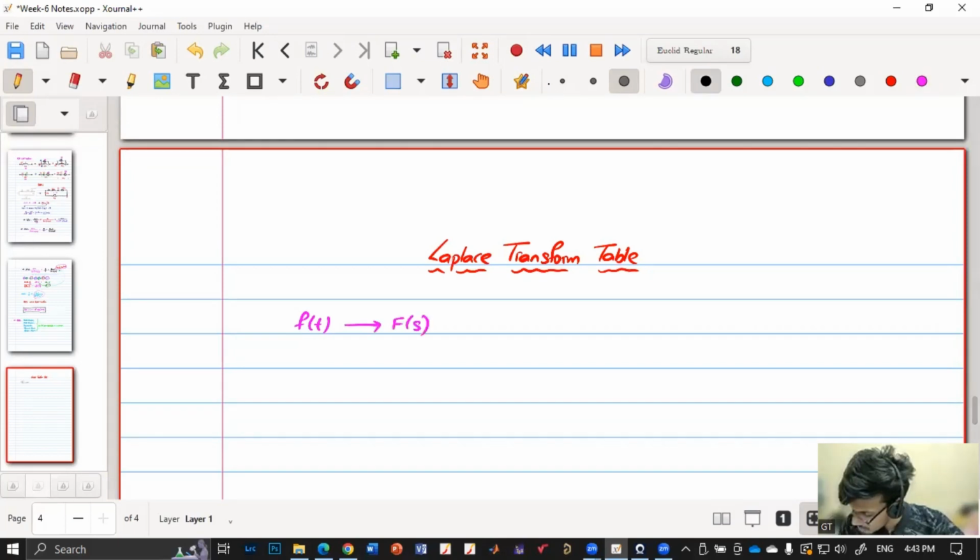Now F of s can be written as, so usually in time domain the notation is small letters, so small f, whereas in the case of S domain, usually it is capital letter. So that is the convention everyone follows. So it is expected that you also follow as you are in the learning stage. So F of s is integral 0 to infinity f of t e to the power minus st dt, right?